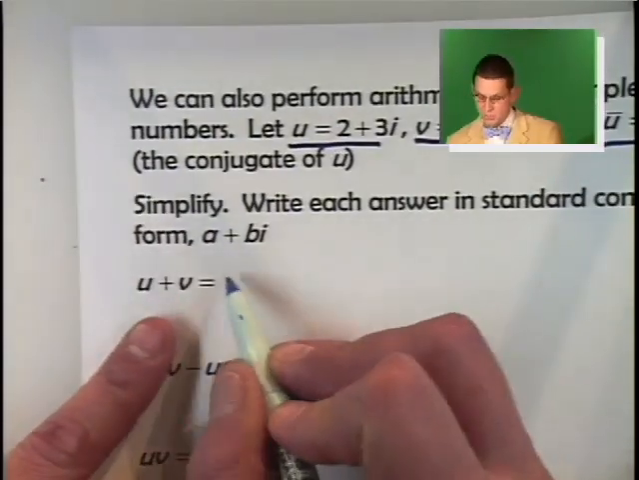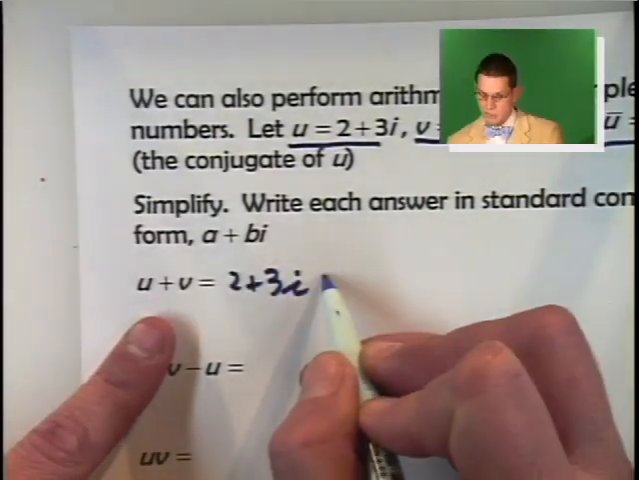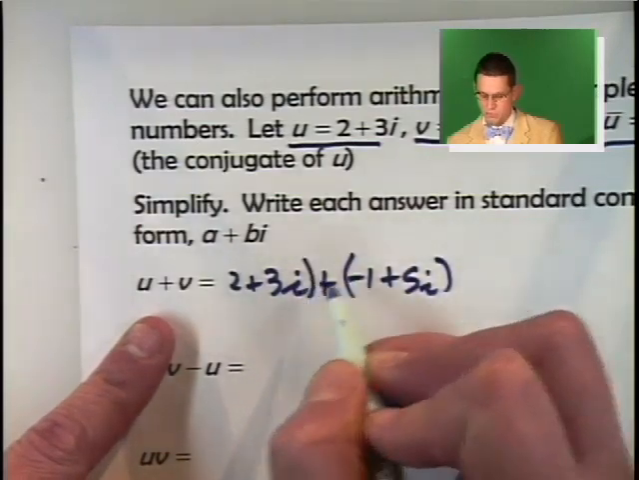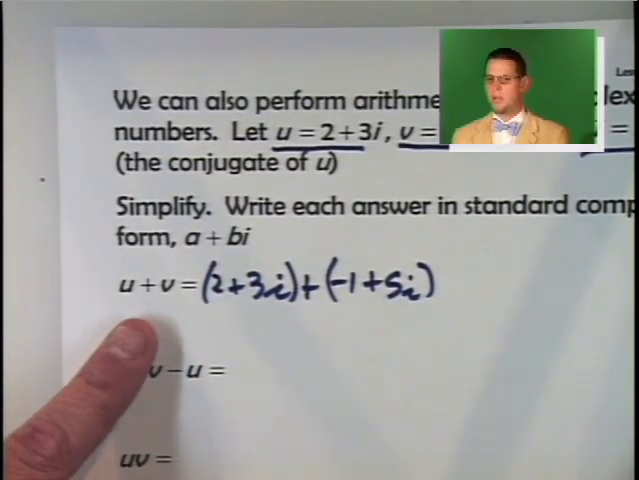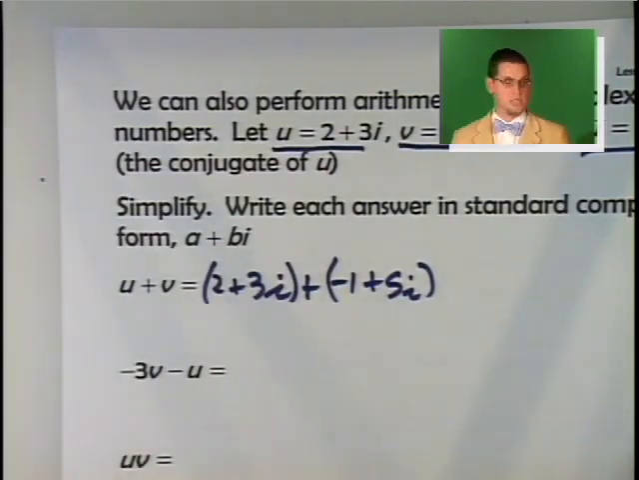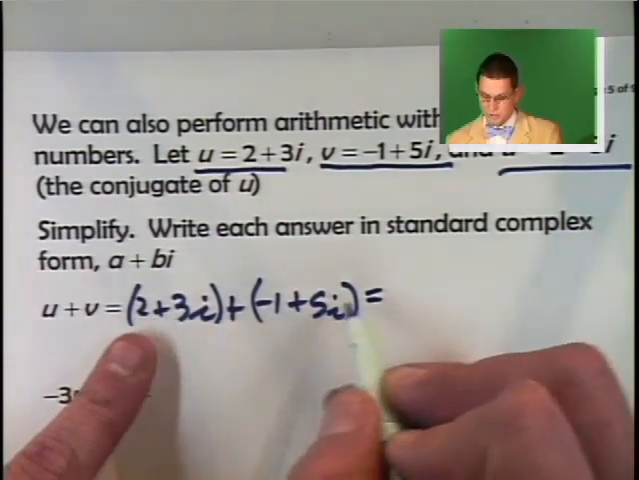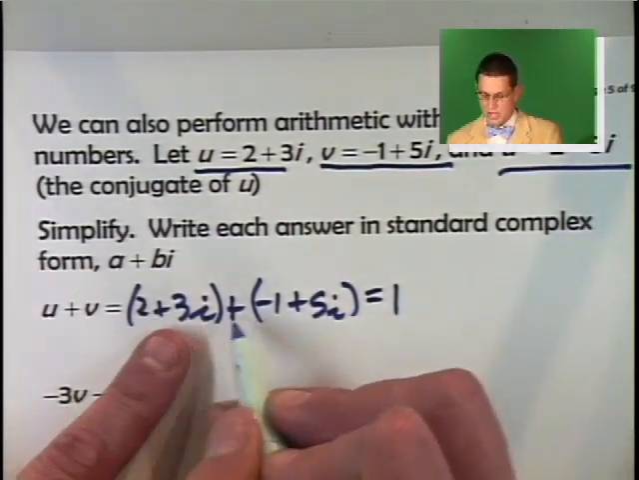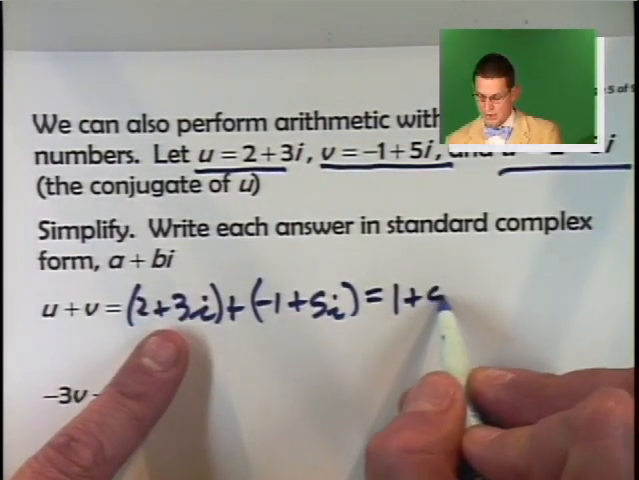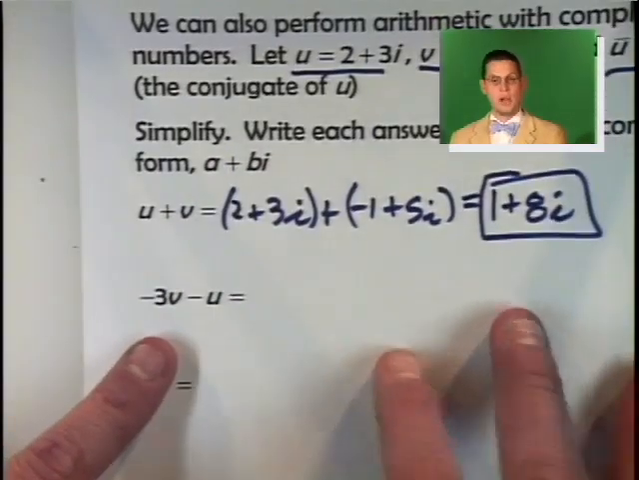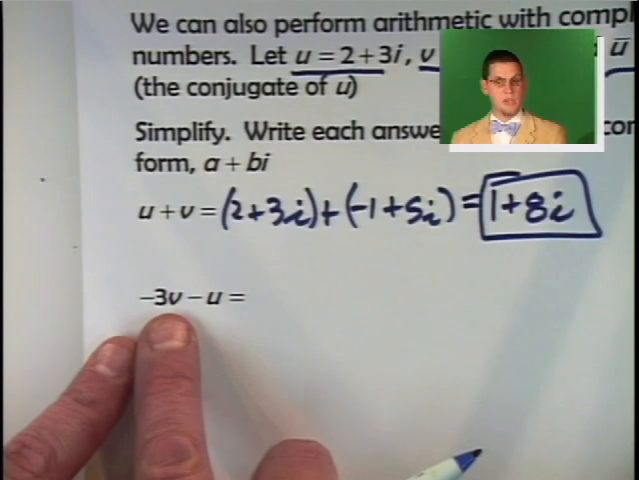U plus V, well, that's going to be 2 plus 3i plus -1 plus 5i. And if you want to put them in grouping symbols, that's fine. But we're going to treat these like we do algebraic expressions, like we do with x's and y's. We can essentially add the like terms. So the numbers, 2 minus 1 is 1. 3i plus 5i is 8i. And there's your answer. So we get a brand new complex number. Subtracting them we can do, and we can also multiply by a scalar multiple like 3.